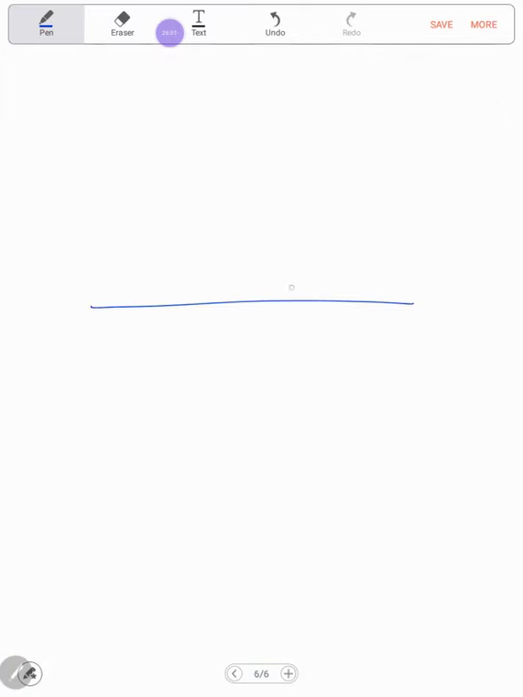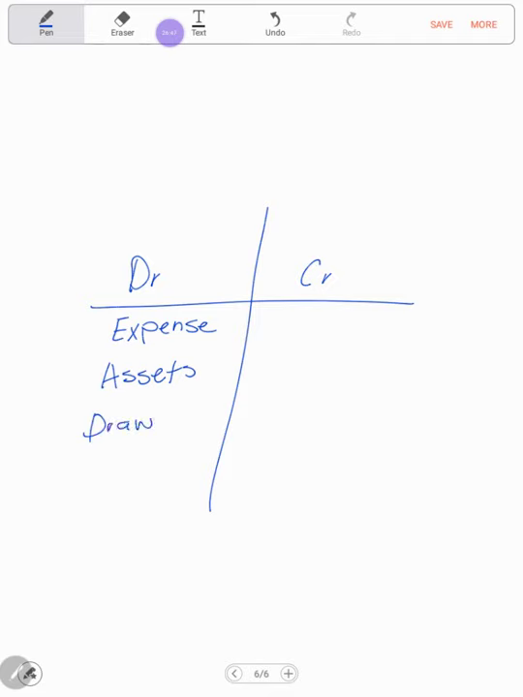Remember, we have a debit and a credit side. Under the debit side, you will debit your expenses, your assets, your drawings. We will credit capital, liabilities, incomes, and capital. Thank you, grade 8s.